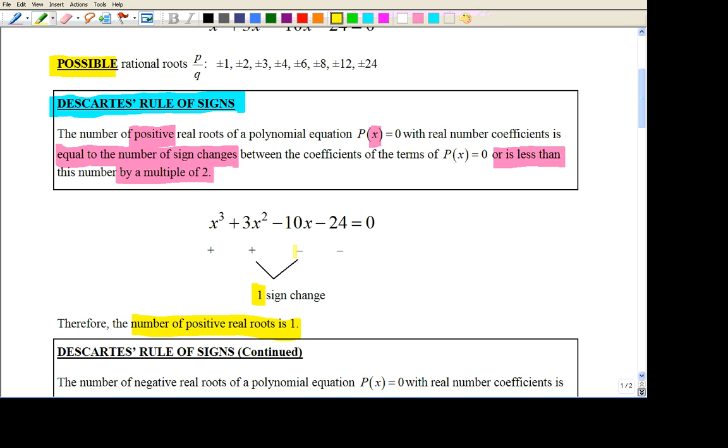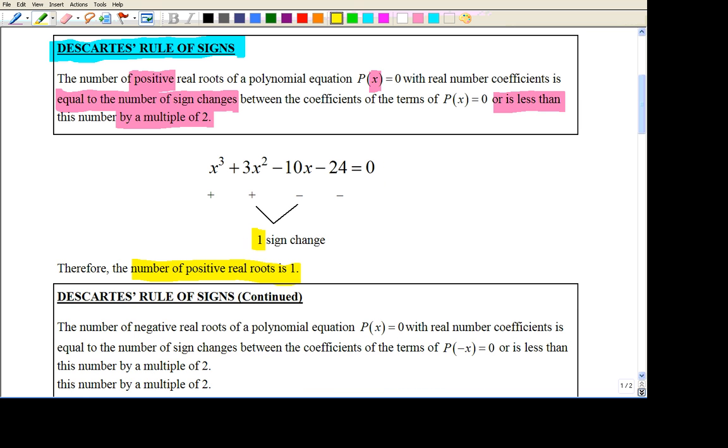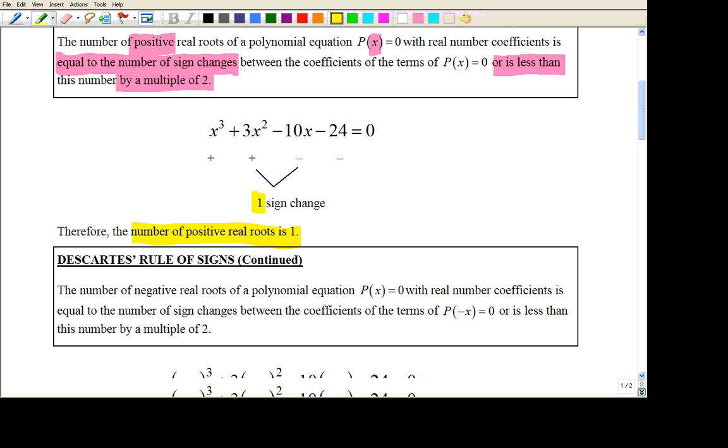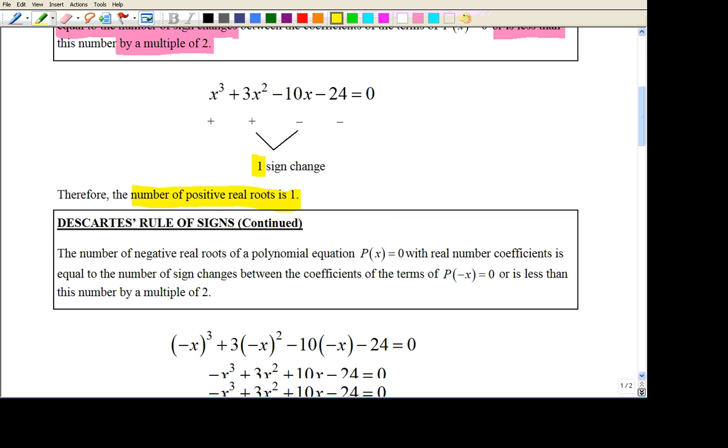Okay, we can do a similar thing to find the number of negative roots. And this is the second part of Descartes' rule of signs. The number of negative real roots of a polynomial equation p of x equal to 0 with real number coefficients is equal to the number of sign changes between the coefficients of the terms of p of negative x. So that's where it's a little bit different than the previous one. Or is less than this number by a multiple of 2 again.